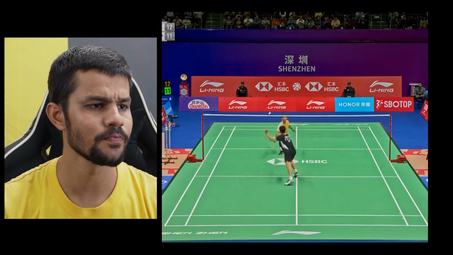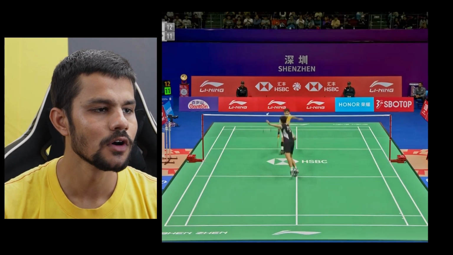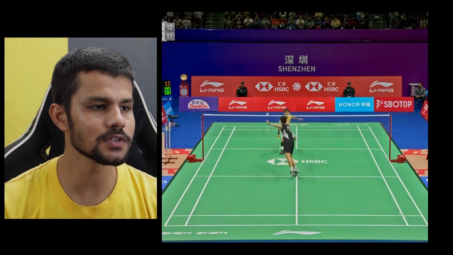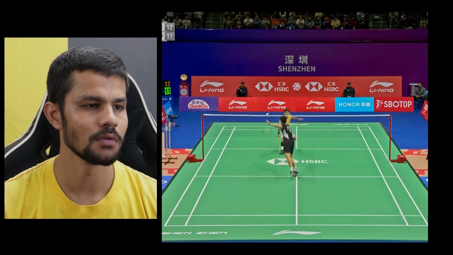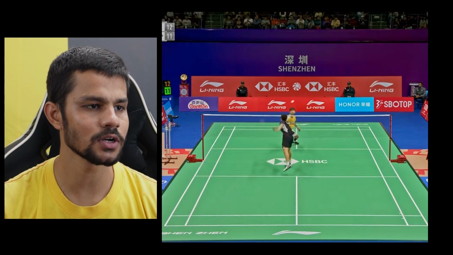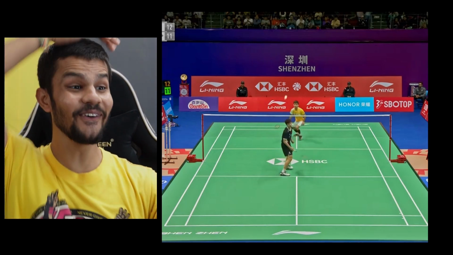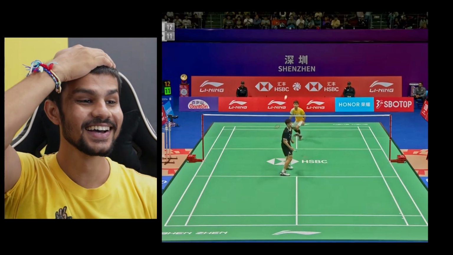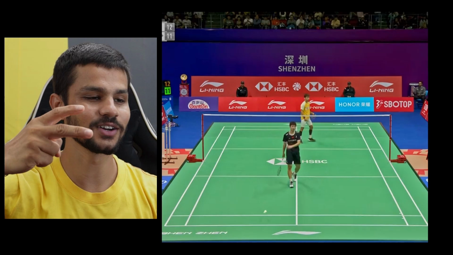Nice net dribble. Whoa, the shuttle is so close to the net. Just look at the shuttle, so close, so close. Maybe a dribble or parallel shot. Sen Lakshya defended that. Two things that are going on here.